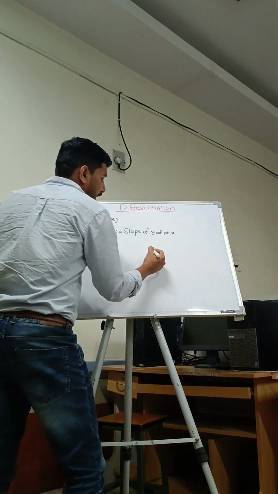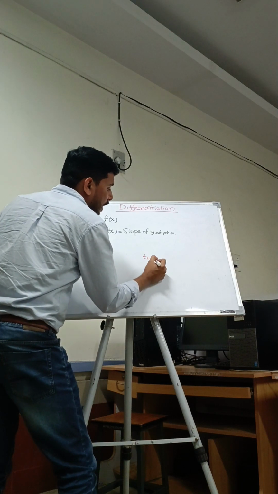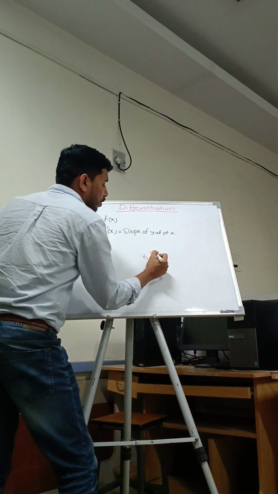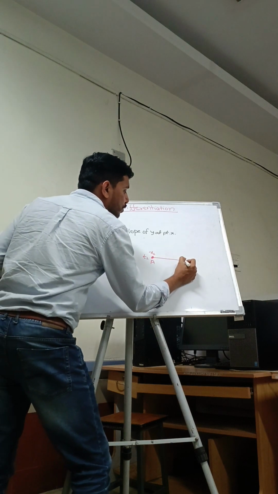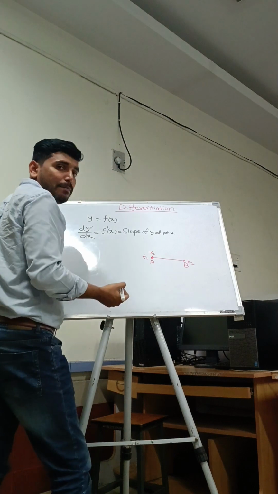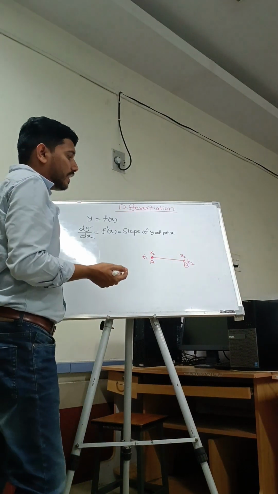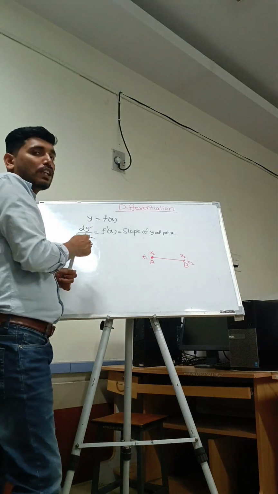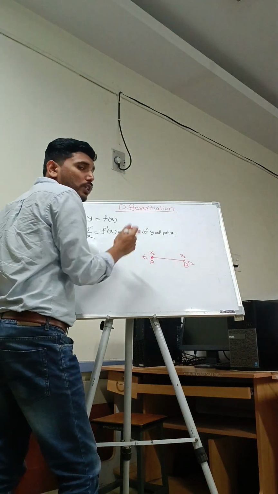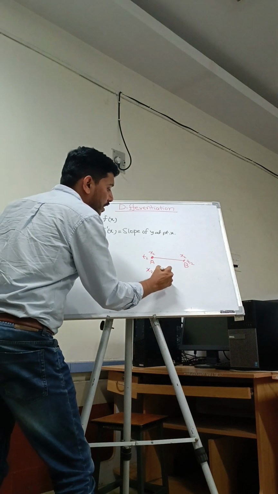Suppose a person A is standing at this position at time t1 and its location is x1. From A it moves to point B at time t2 and now its position is x2. So now we can define the change in one physical quantity. Here the physical quantity is position, so the change is x2 minus x1.